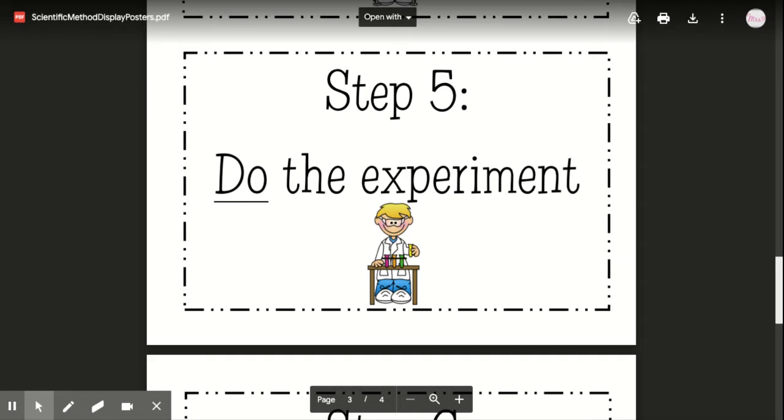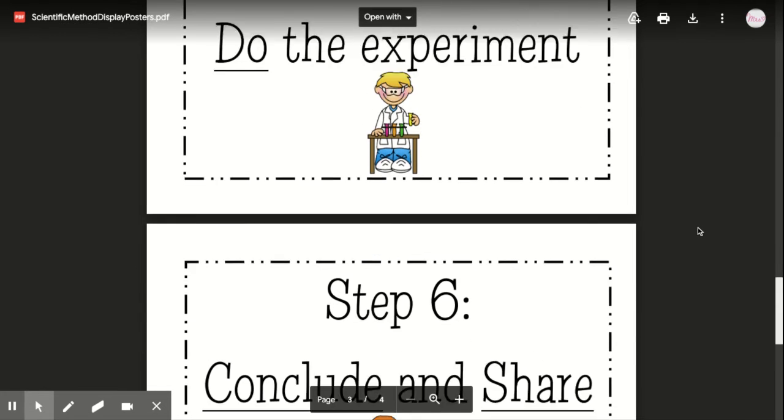Step five, do the experiment. So once you have your plan, then you follow your plan and you do the experiment.